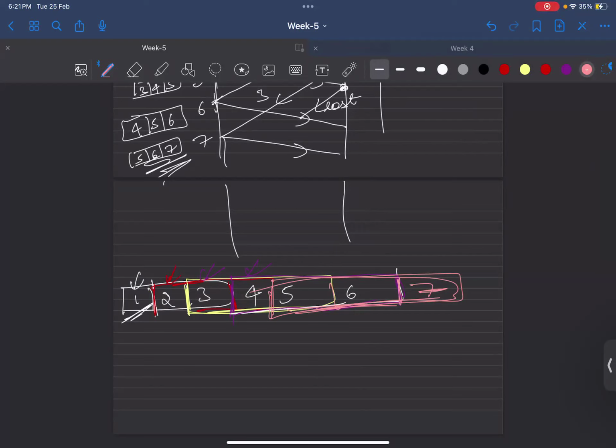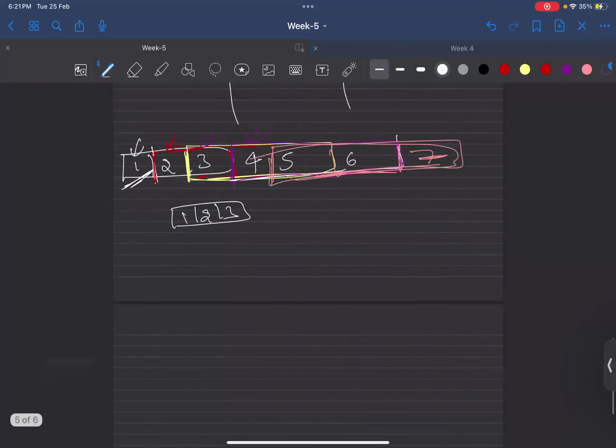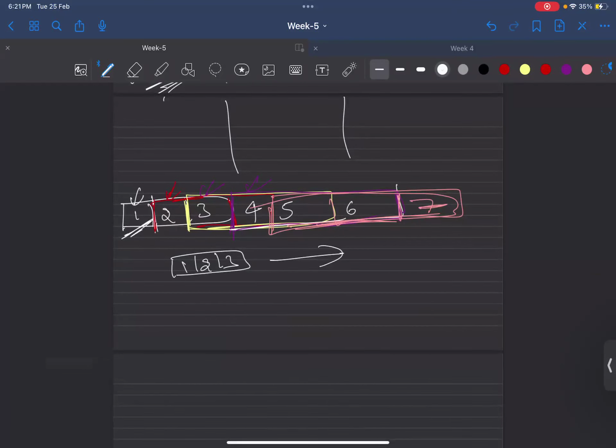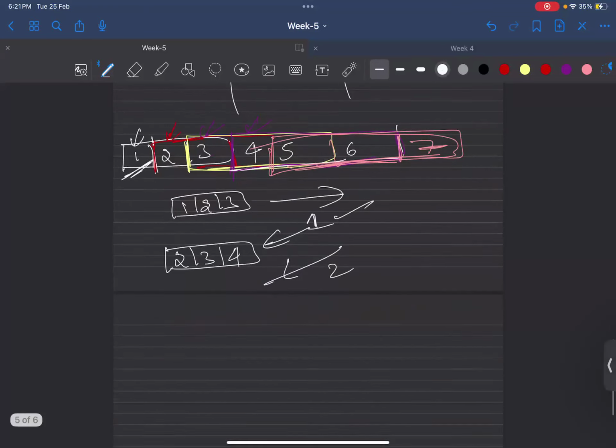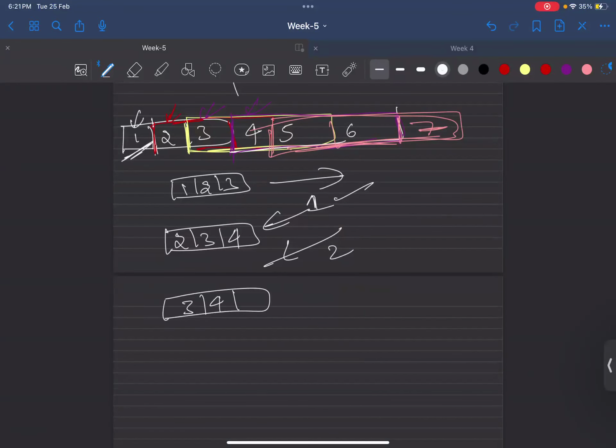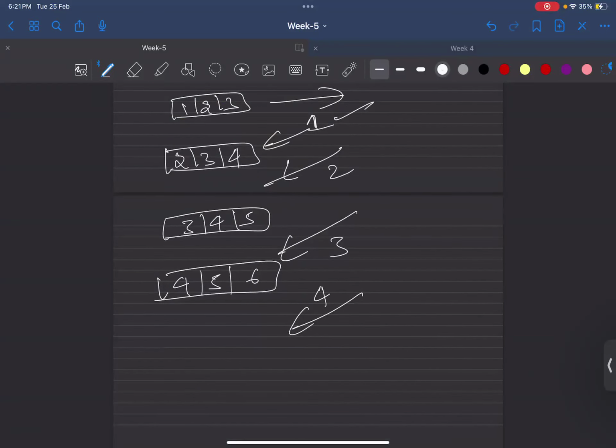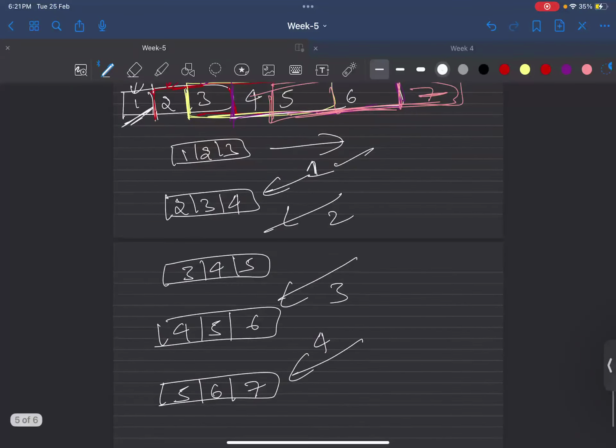Or is there any doubt? I'll again repeat. 1, 2, 3 is transmitted. Okay, it was transmitted. Then the acknowledgement of 1 was sent. Then 2, 3, 4 was transmitted. The acknowledgement of 2 was sent. Then 3, 4, 5 was transmitted. The acknowledgement of 3 was sent. Then again we slid, 4, 5, 6 was transmitted. Then acknowledgement of 4 was sent. Then 5, 6, 7. Till now, any doubt?